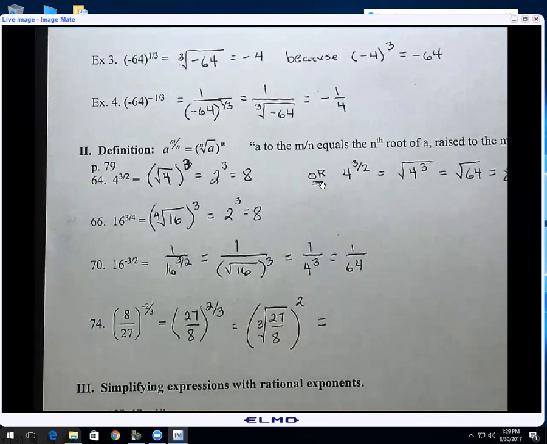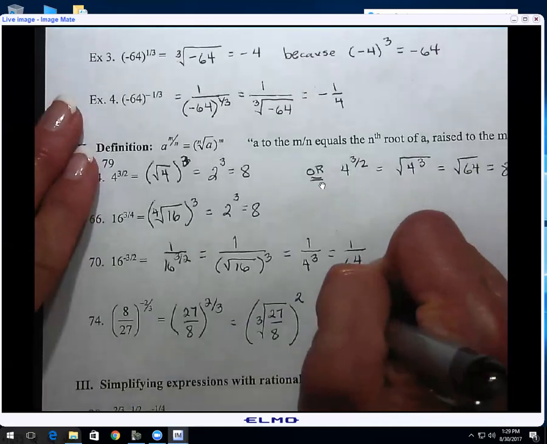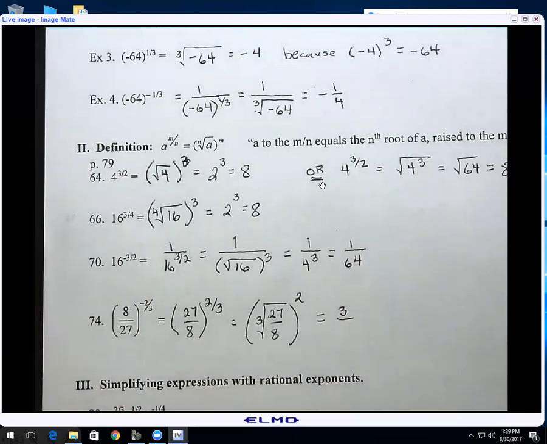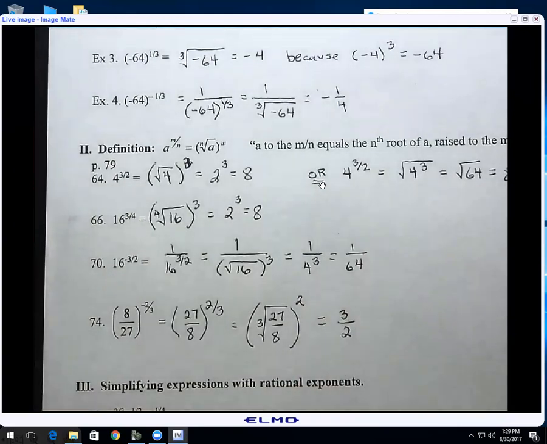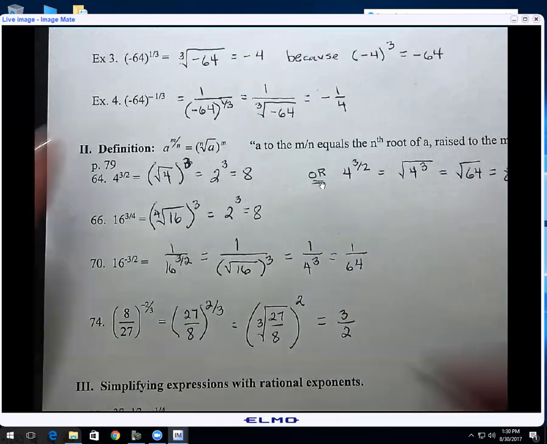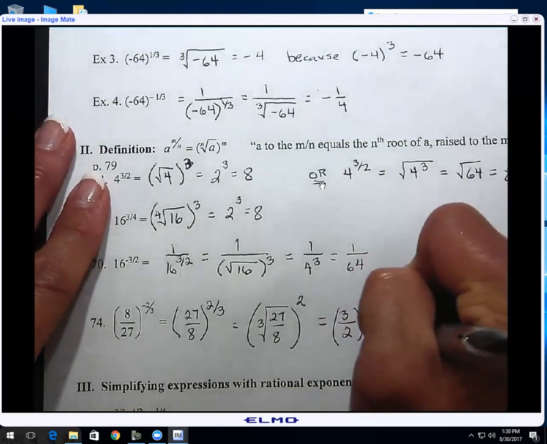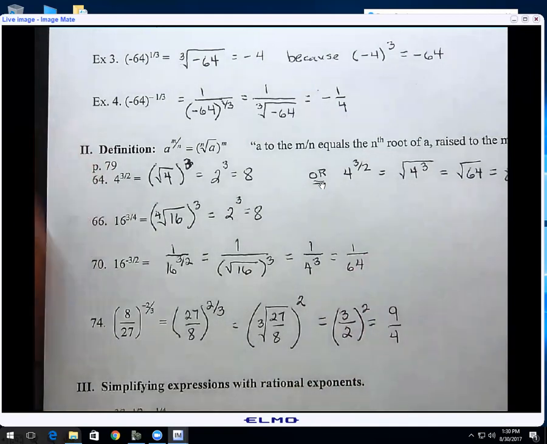You just squint hard and say, what little number multiplied times itself 3 times would give me 27? 3. And what little number multiplied by itself 3 times would give me 8? So what's the cube root of 27/8? 3/2. And then I need to square it. You get 9/4. Any questions?